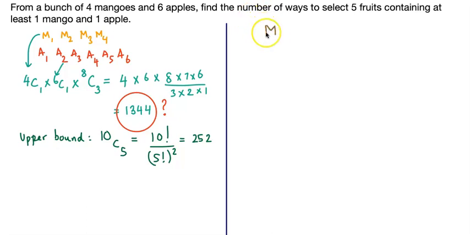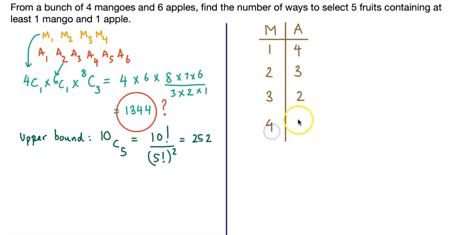So let's say M is mangoes, A is apples, and I just want to pick five fruits containing at least one mango and one apple, right? So let's just manually write down the combinations. I can pick one mango and 4 apples, or I can pick 2 mangoes and 3 apples, or I can pick 3 mangoes and 2 apples. Or I can pick 4 mangoes and 1 apple, right?